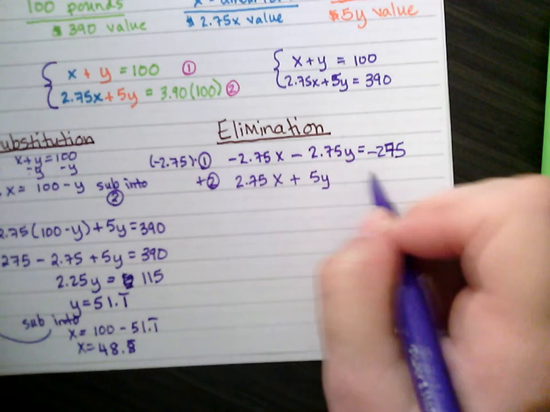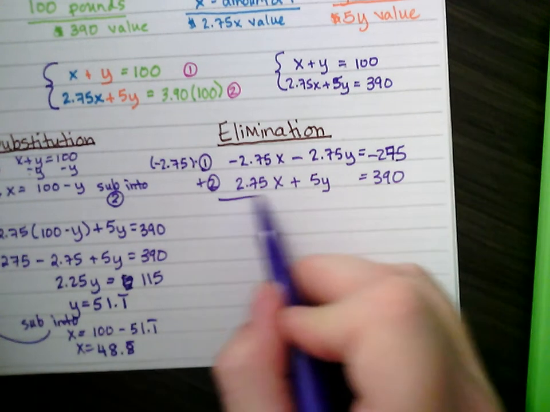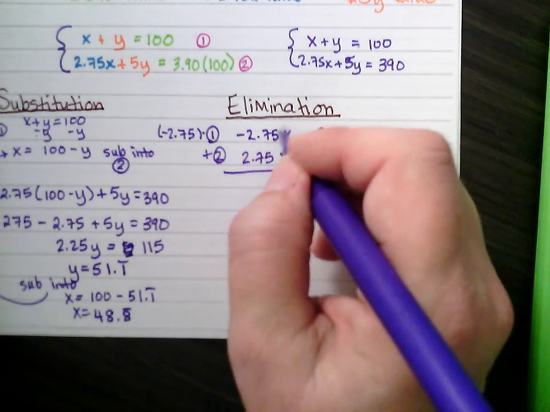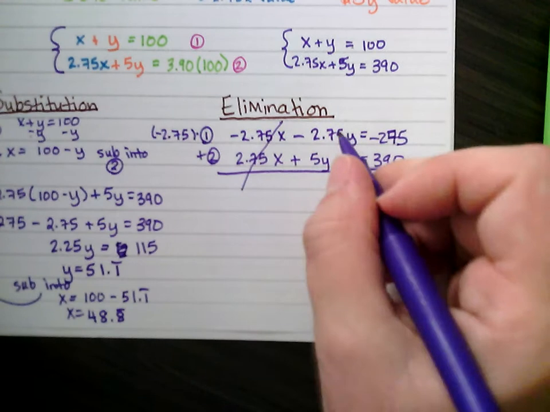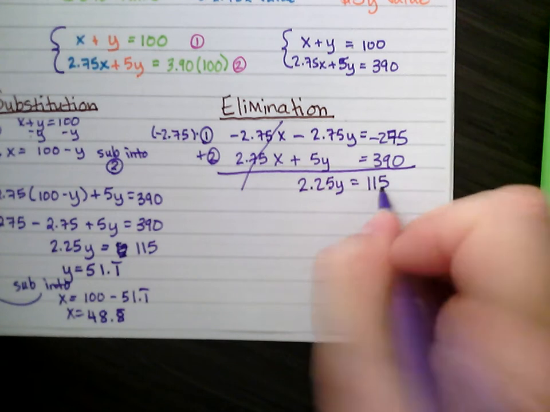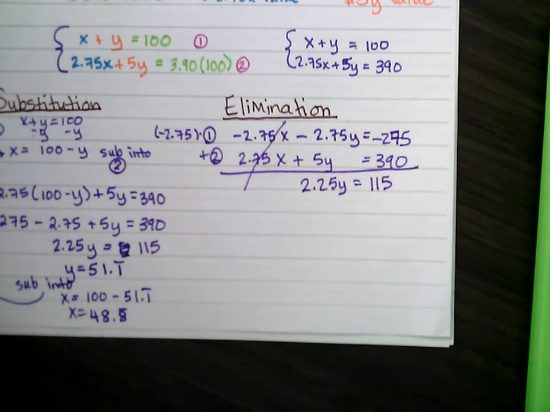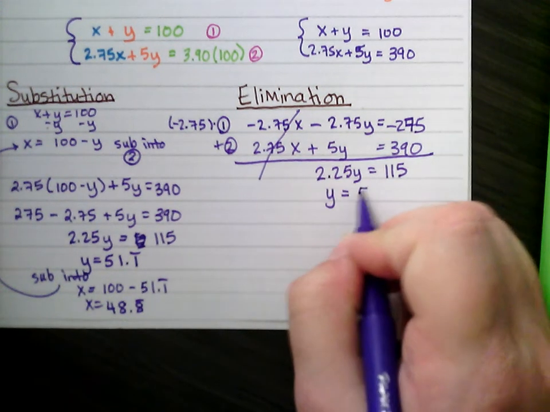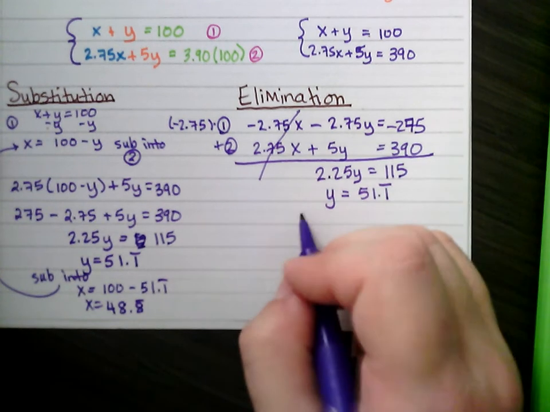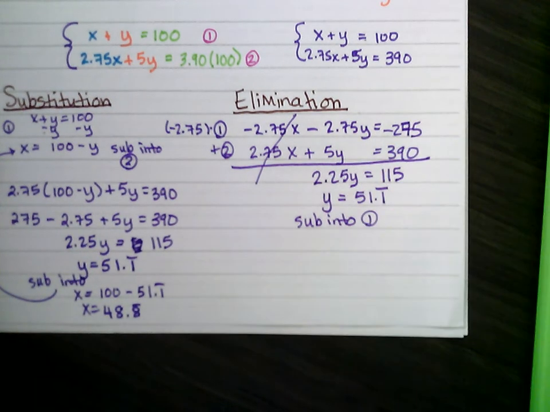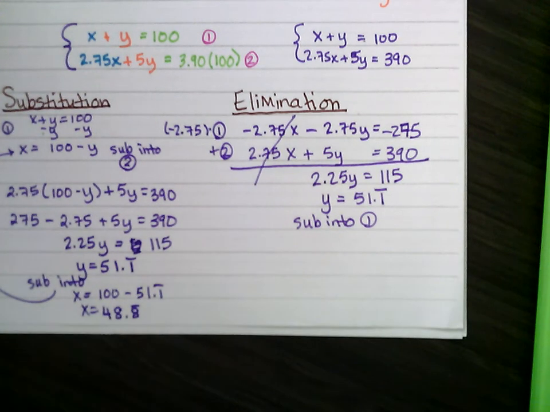Then I'm going to add that to equation 2 without doing anything to equation 2, which will give me 2.75x plus 5y equals 390. Now, when I add those two equations together, you're going to see that the x's add to 0, the y's give me 2.25y, and on this side equals 115. Notice that that is the exact same thing that we got by using the substitution method. So when I divide both sides by 2.25, I get 51.1. Then I sub that into either equation 1 or 2. I'll use equation 1, and then I will get x equals 48.8. So whichever method you use to solve, you should get the same answer.